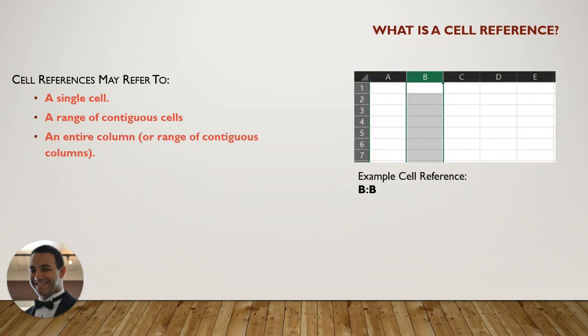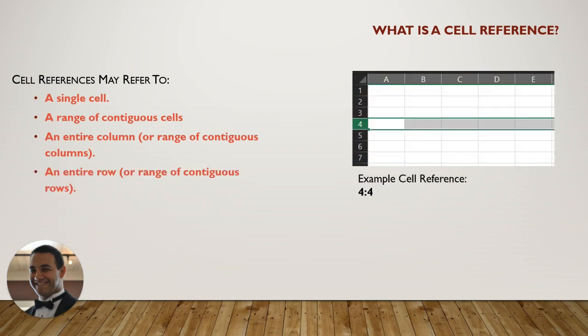You can also reference an entire column or a range of contiguous columns. The syntax here would be the column letter of the leftmost column and a colon, and then the column letter of the rightmost column. Or you can use a cell reference to reference an entire row or a range of contiguous rows. The syntax for that is the smallest row number, a colon, and then the largest row number.